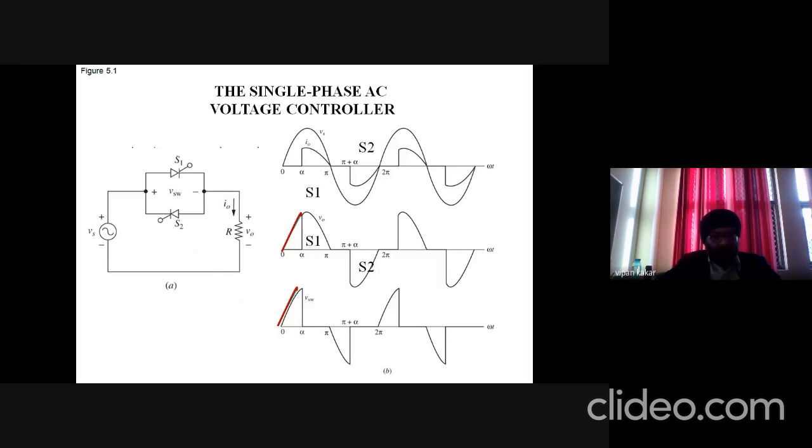And at angle alpha, switch S1 starts to conduct. So now the supply voltage is received at the output. We can see from here, at angle alpha, switch S1 triggers, and now we have an output voltage same as the supply voltage till it reaches angle pi, the half cycle.